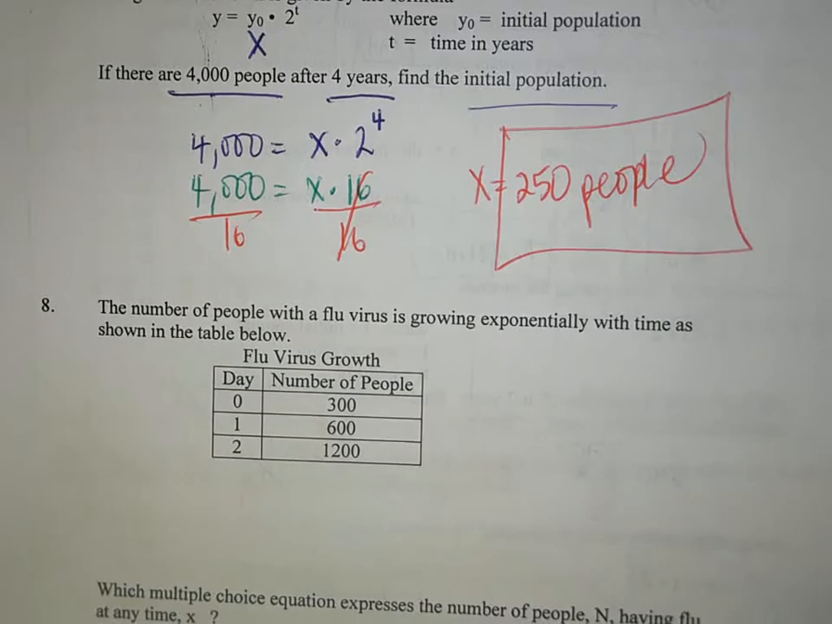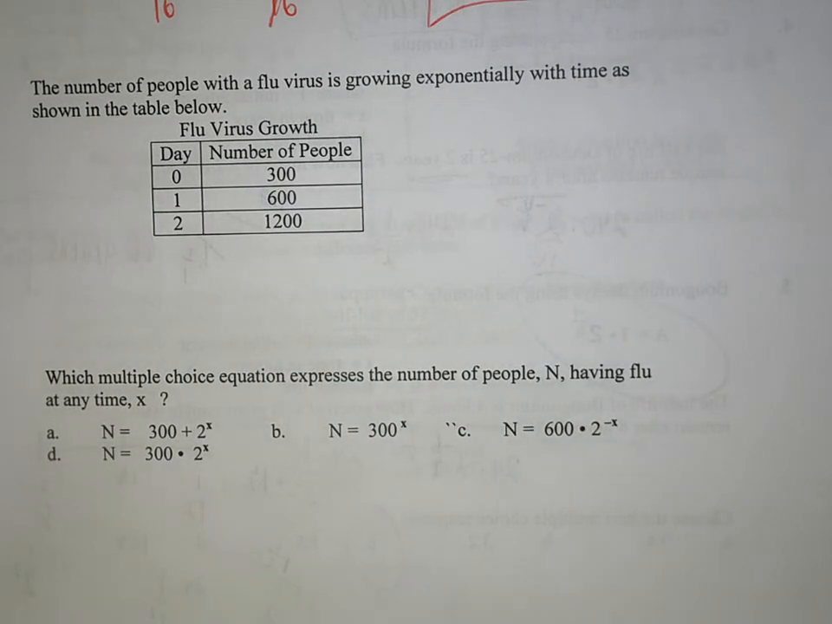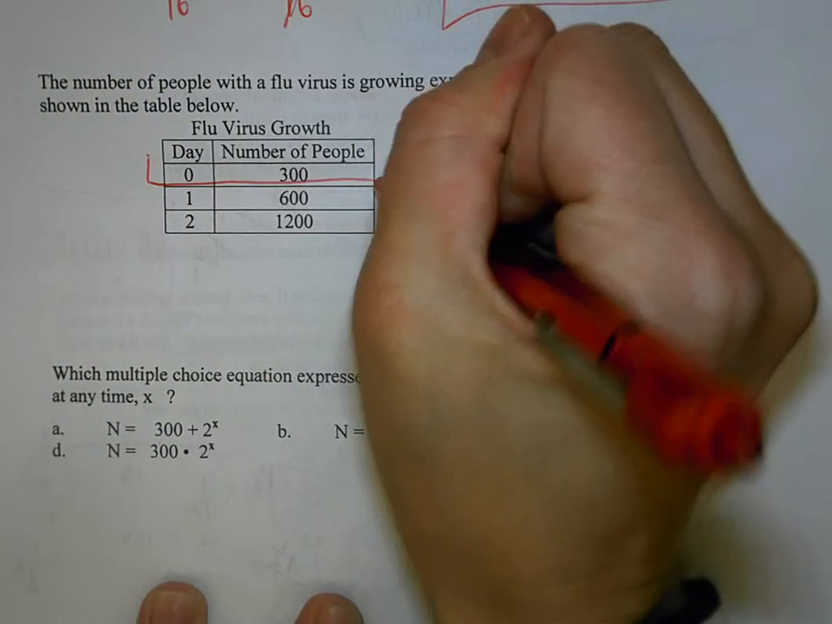Okay, last example. The number of people with the flu virus is growing exponentially with time as shown in this table below. This is probably something similar to what our government, county might be looking at right now, right? So it says, which of the multiple choice equations expresses the number of people n having the flu at any given time x? They give you this chart. You're trying to figure out which one of these equations is correct. I personally think dealing with 0 is the easiest. This is like your x value and your y value.